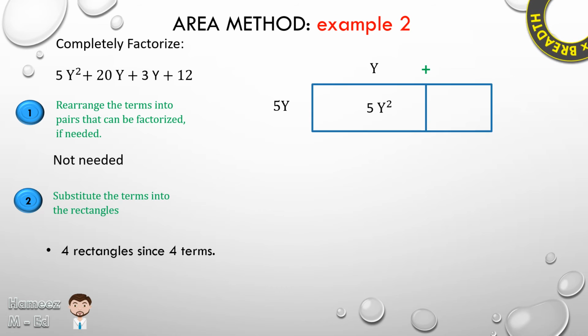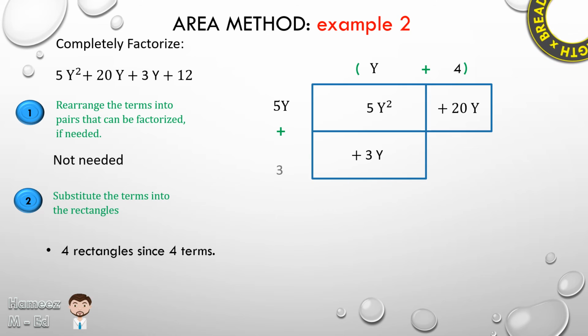And for the second rectangle, 20y, we know that one side is 5y, so the other side must be 4. And for the third rectangle, which is 3y, we know the top is y, so therefore the left-hand side is 3. And of course, for the fourth rectangle, we already have the length and the breadth. 3 times 4, it is 12. So overall, for these 4 rectangles, the length and breadth is y plus 4 by 5y plus 3.